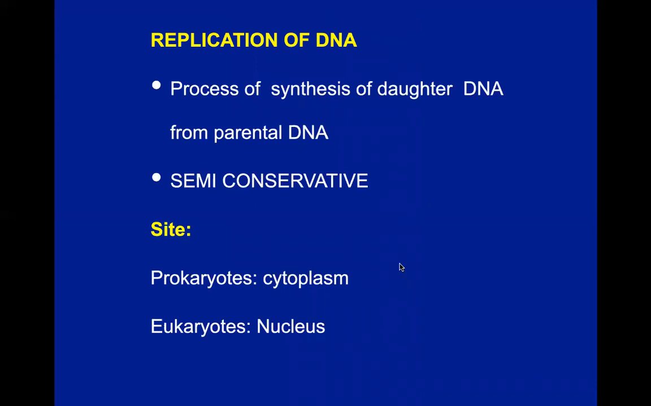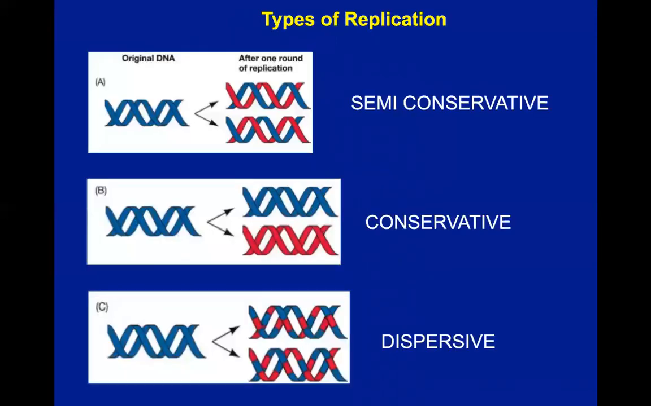Now, what is replication? It is the process of synthesis of daughter DNA from parental DNA, and the process is semi-conservative. The site is the cytoplasm in prokaryotes, and in eukaryotes it occurs in the nucleus. So what are the various types of replication? The process of replication may be semi-conservative, conservative, or dispersive.